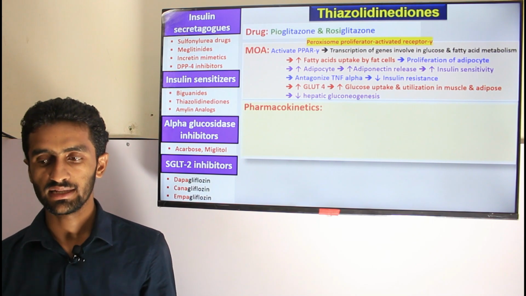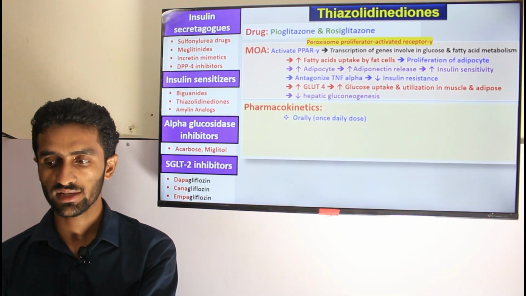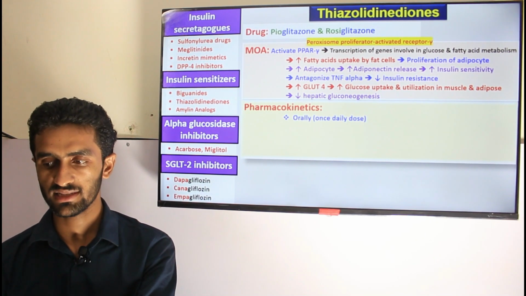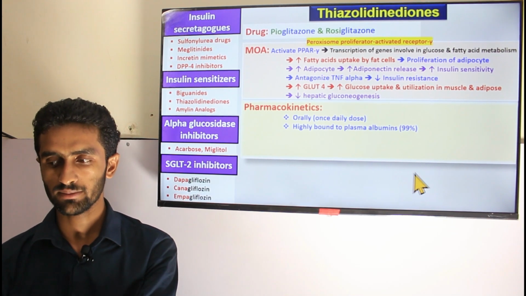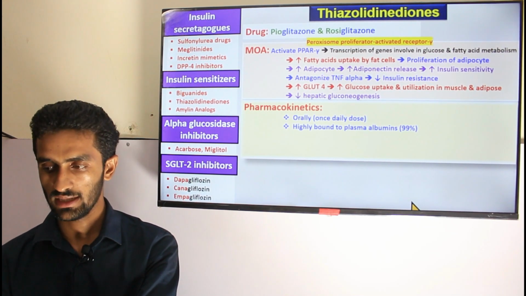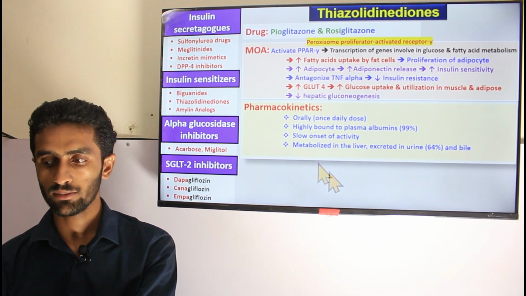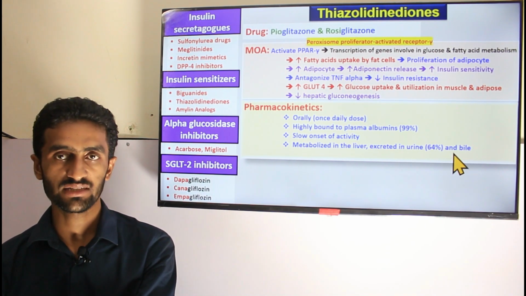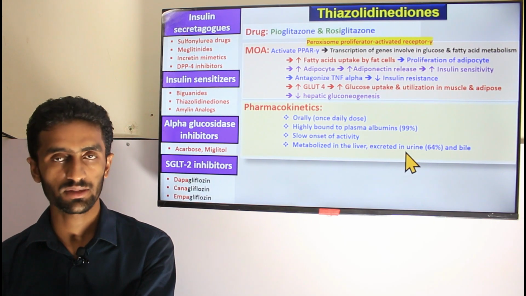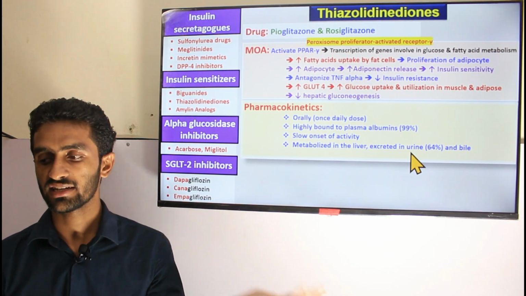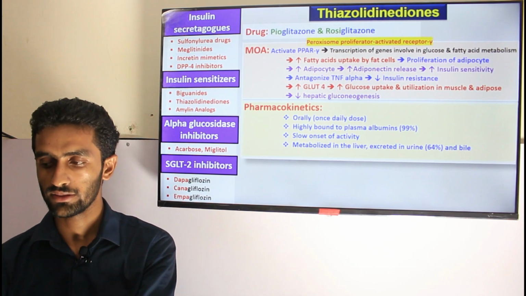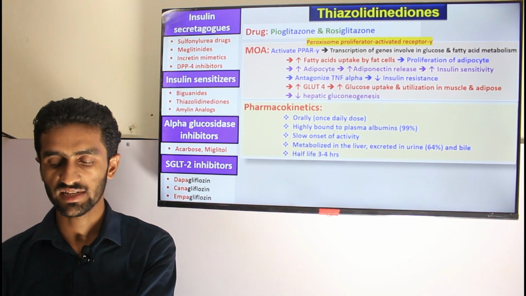Okay, and pharmacokinetics: they are given orally, only a once daily dose, and they are highly bound to plasma protein, 99%, so low volume of distribution, and slow onset of activity. Metabolism is in the liver, and they are excreted in the urine as well as in the bile. So in a renal disease patient, the excretion can occur via the bile pathway. Okay, and their half-life is 3 to 4 hours.